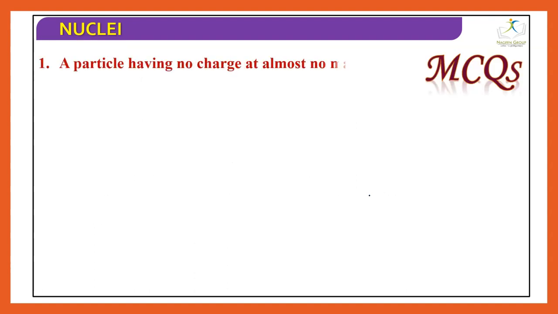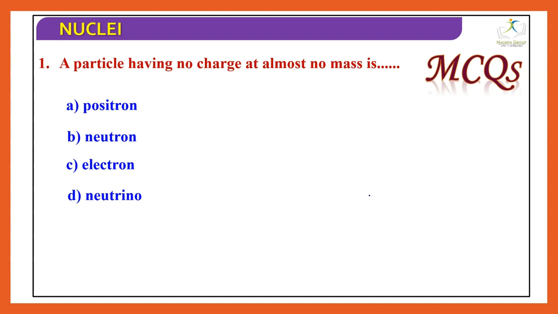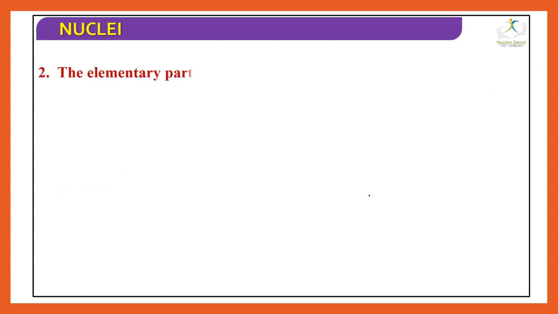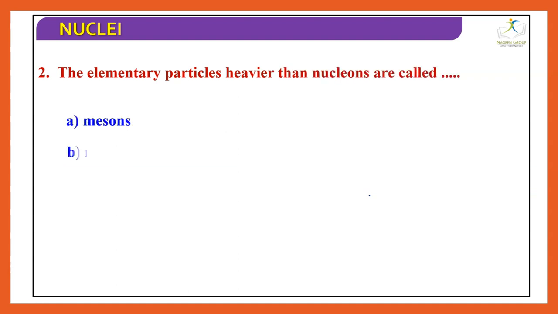Now let's move to some questions. A particle having no charge and almost no mass is called a positron, neutron, electron, or neutrino. The correct answer is a neutrino. The elementary particles heavier than nucleons are meson, neutrons, hyperons, leptons. The correct answer for this question is hyperons.